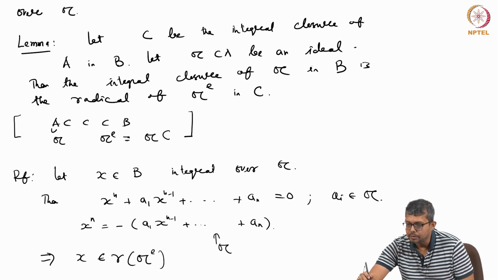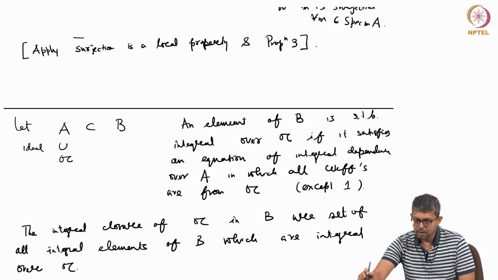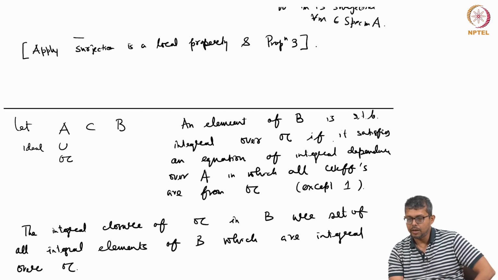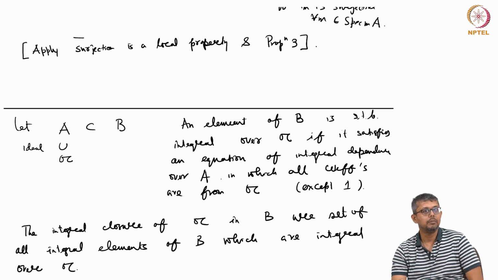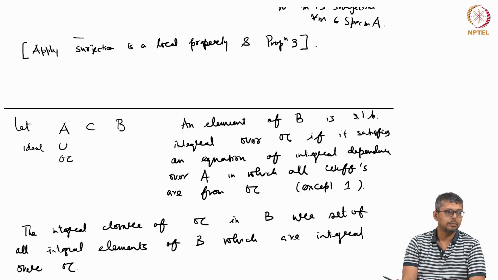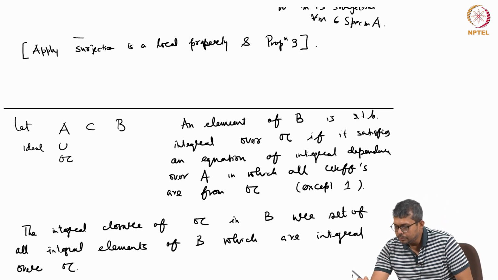Now, what is the definition? An element of B is said to be integral over A if it satisfies an equation of integral dependence over A. What does it mean? That means it has to be integral over A. So, when you say integral over A, that means the coefficient of x to the power n is 1, plus further that the other coefficients are in script A.